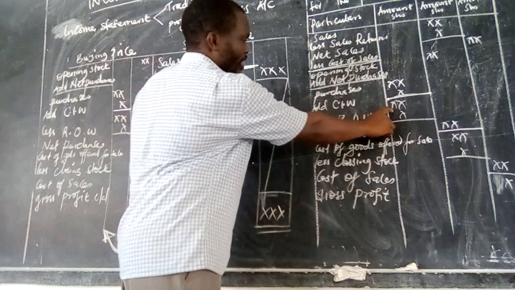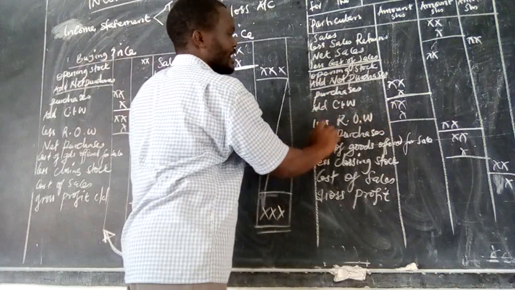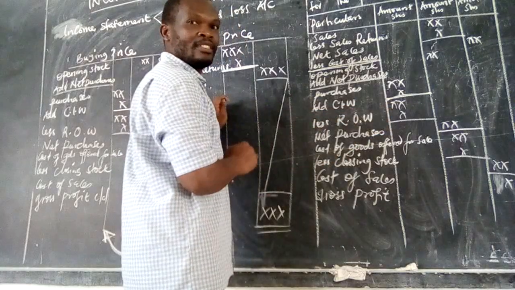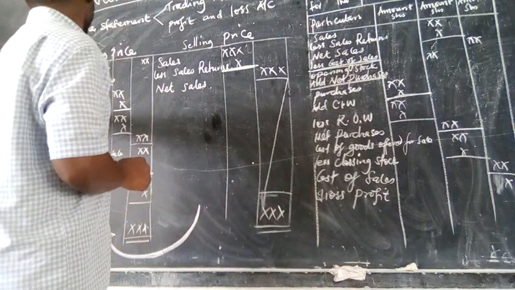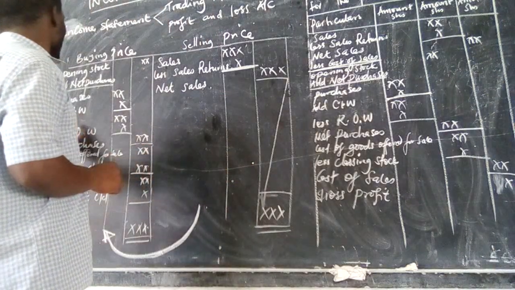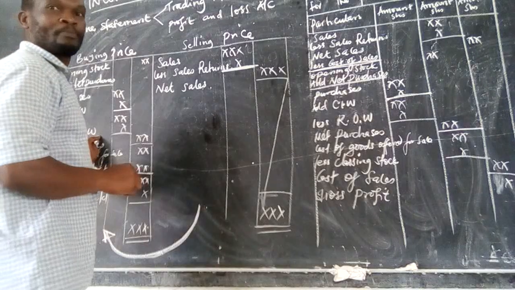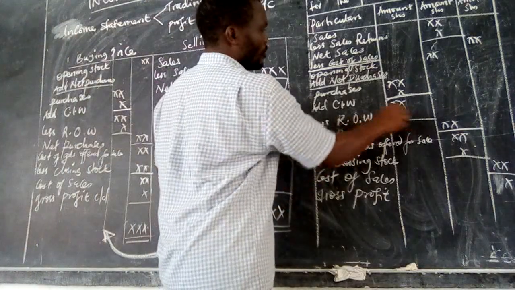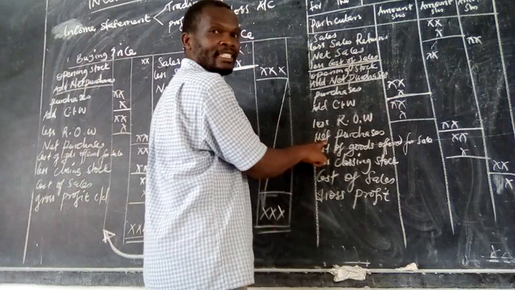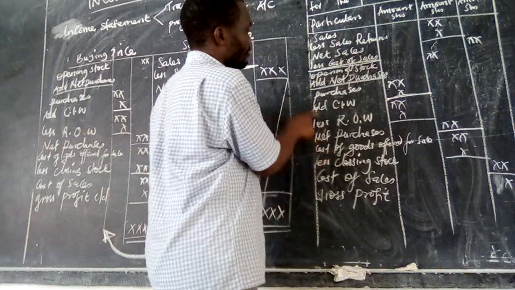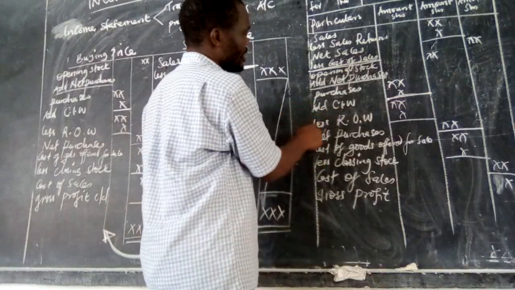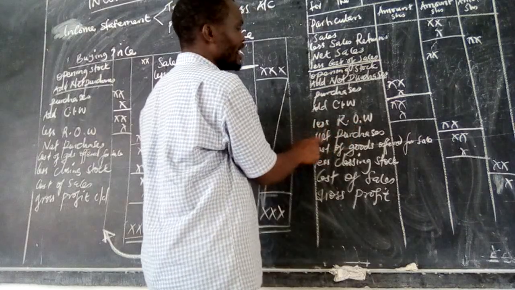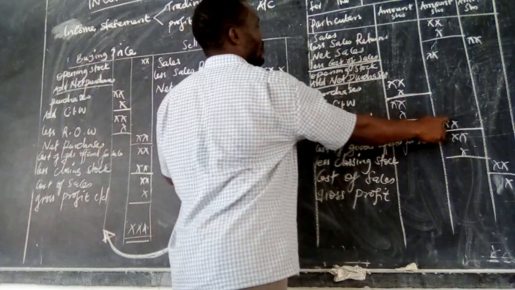Then you get a value there, then you subtract, less return outwards. Like we saw here. We had purchases, add carriage inwards, less return outwards. So the value that you're going to get is what we call net purchases. Purchases, add carriage inwards, less return outwards. Then you get net purchases. You put it in the second column.